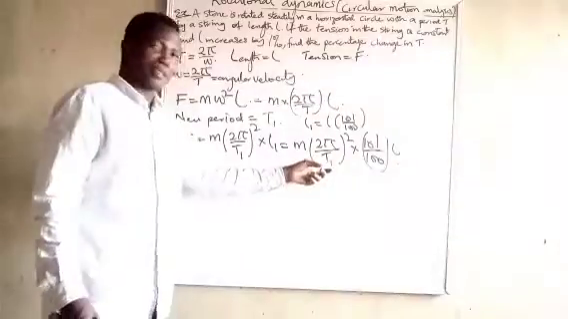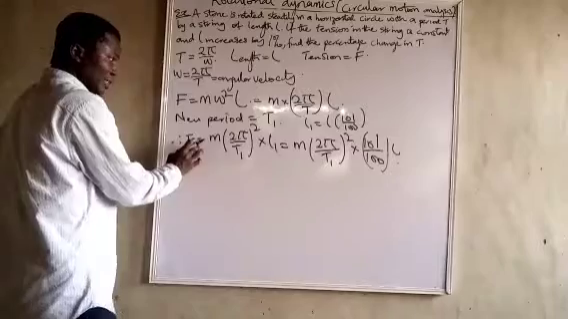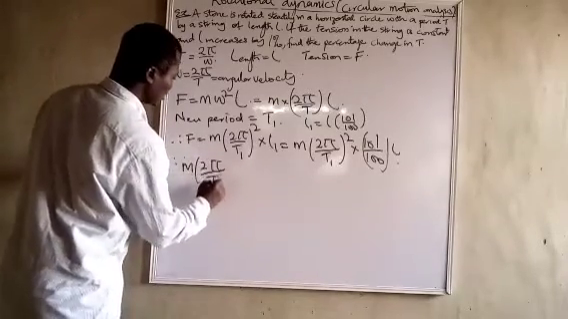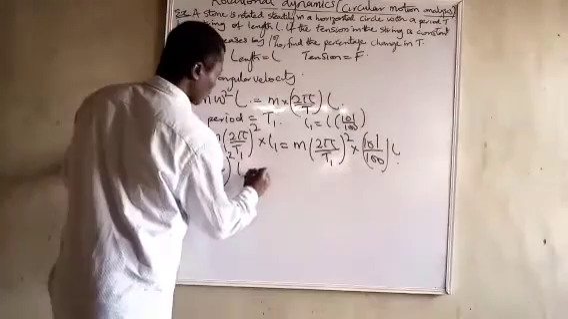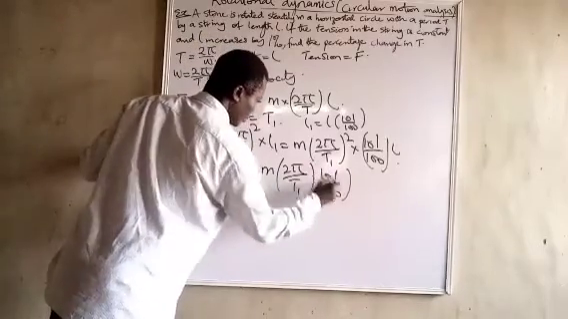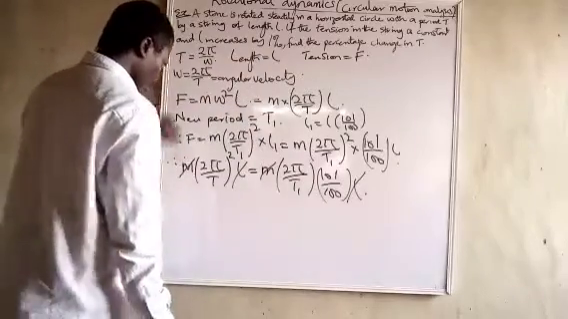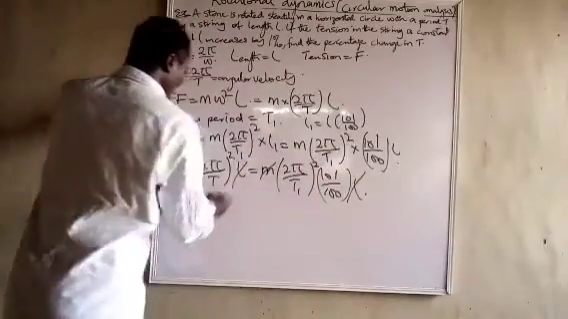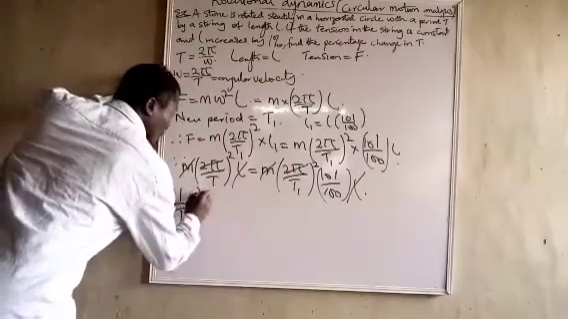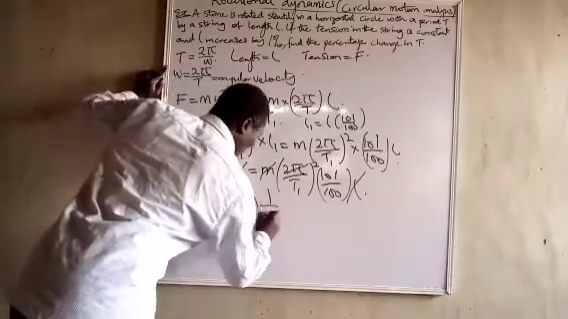Now we want to find the relationship between T1 and T. That is what we are after. But we know that the tension here is equal to the tension here. Therefore, m (2π over T) squared L is equal to m (2π over T1) squared times 101 over 100 L. Therefore, I can cancel these. Therefore, 1 over T squared is equal to 101 over 100 times 1 over T1 squared.